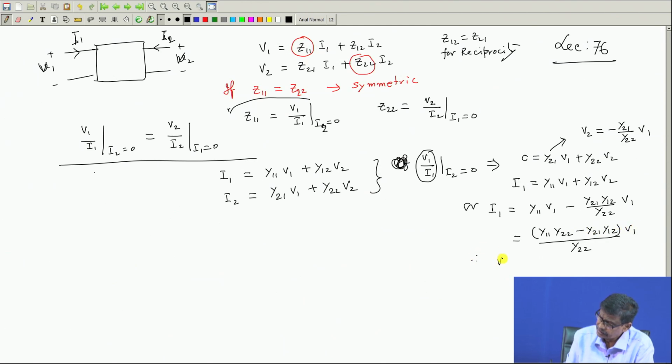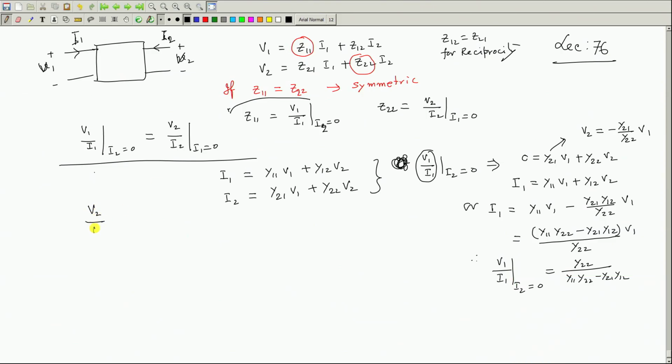Therefore, you can easily see that V1 by I1 with the condition I2 equal to 0 will be equal to Y22 divided by Y11 Y22 minus Y21 Y12. This we keep. Then I calculate V2 by I2. This of course is obvious.